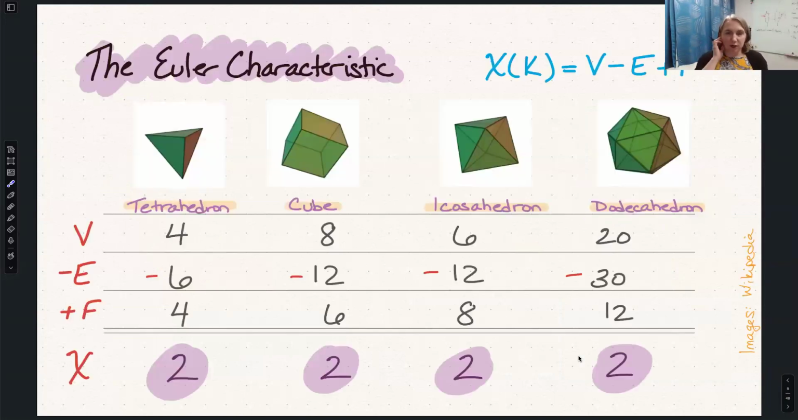All right, so let's talk about the Euler characteristic transform. What I love about this is that it is one of the simplest invariants to come up with.